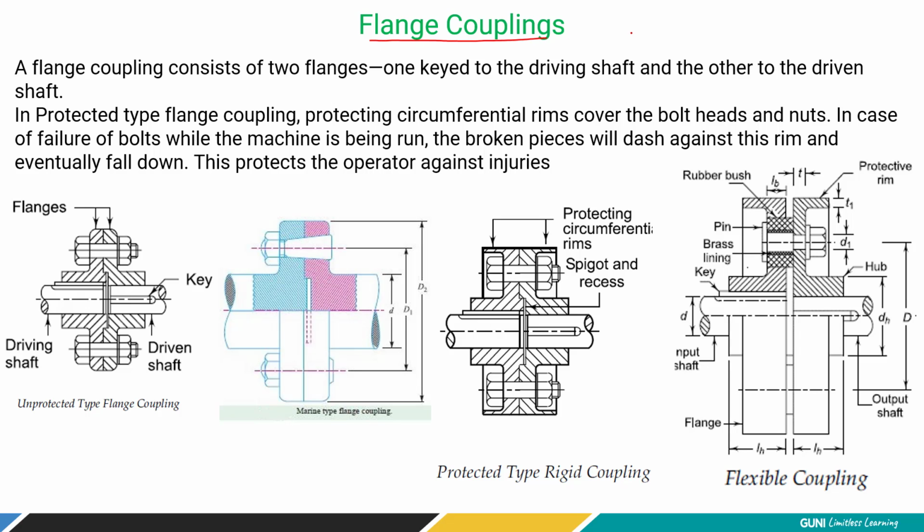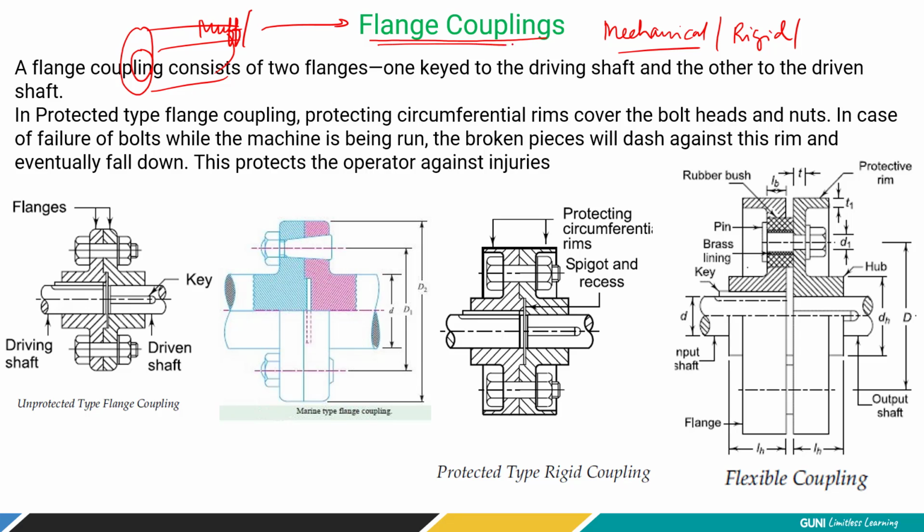Now flange coupling is basically a mechanical coupling as per the classification, and it falls under the rigid coupling. What's the difference between muff coupling and flange coupling? Muff coupling is a hollow cylindrical construction, while in a flange coupling, at the end of the shaft you have a thin disc type of structure. Two thin discs are connected using bolts, which connect the two shafts. This extended portion is referred to as the flange.